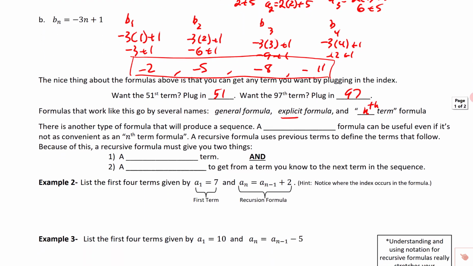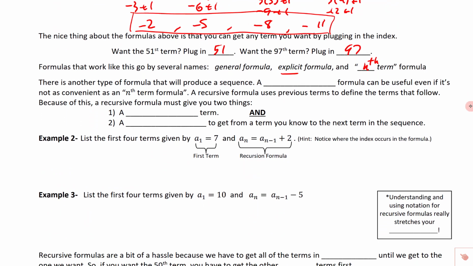Now, there's another type of formula that will produce a sequence, and it's called a recursive formula. So a recursive formula. Make sure I spell this right. Recursive. A recursive formula. Now, the word recursive kind of sounds like reoccur, and that's what's going to happen: terms are going to come up again and again. So they can be really useful. They're not as nice to work with as nth term formulas, but there are some nice places where we can use them. So a recursive formula uses previous terms to define the terms that follow them.